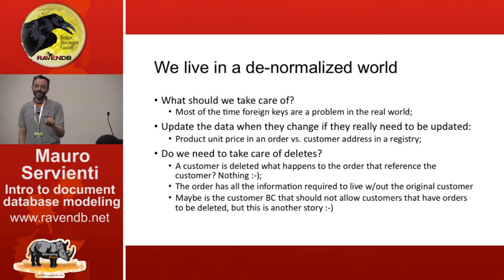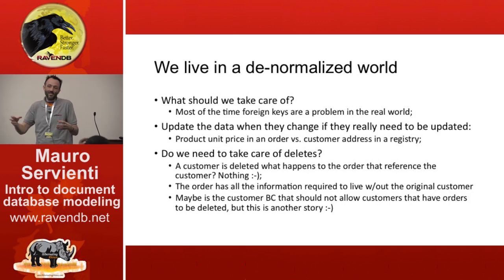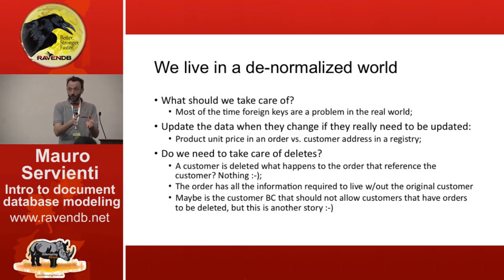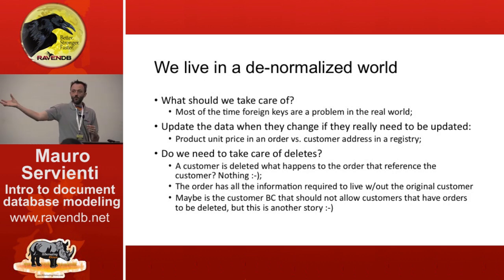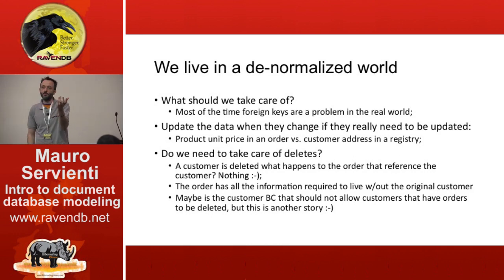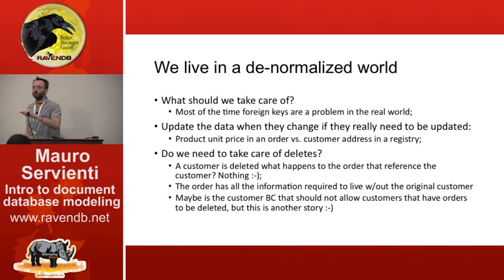Because if we delete a customer that is used within an order, the order itself is in a different bounded context, and the order still lives without the original customer, because it has all the data required for that order to go on living. An order issued 3 months ago must be immutable. So we can safely delete the original customer, and we can safely ignore the fact that the order has a reference to the customer. Maybe from a business point of view, we do not want to allow the application to delete customers that have been issued orders. But that's a business problem.